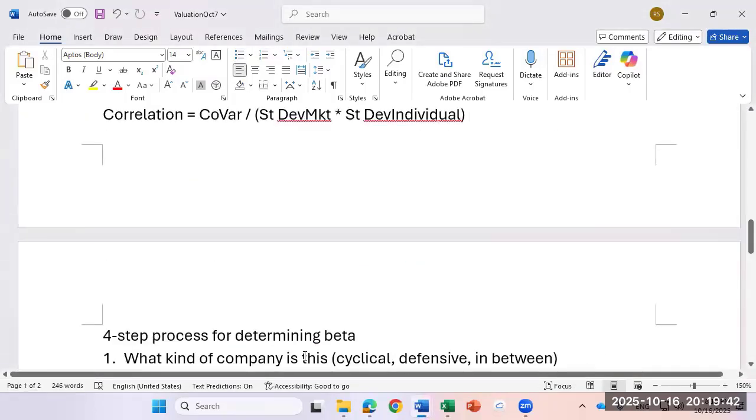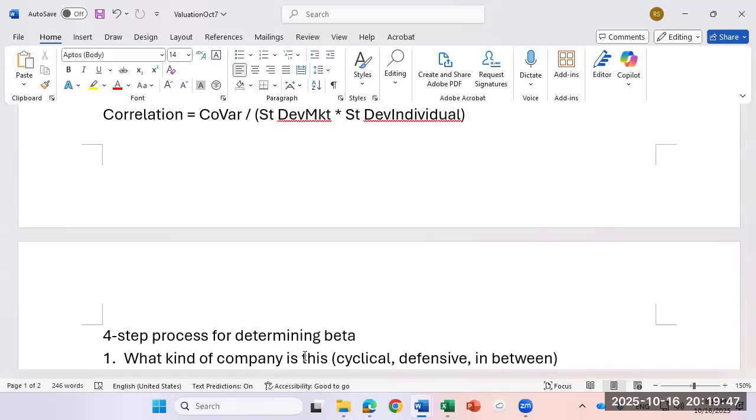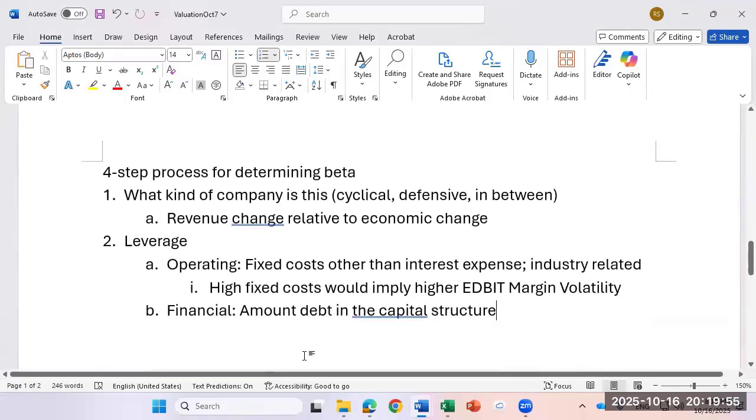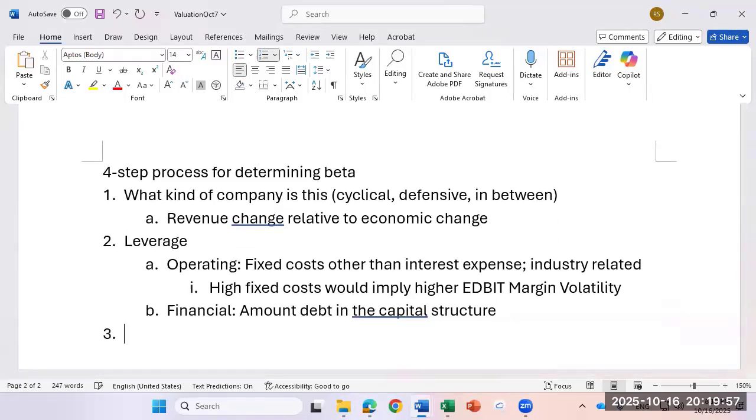All right. So what kind of company is it? Let's talk about the revenues. What kind of leverage does it have? Operating and financial leverage. That's going to tell you how volatile it is, which is going to raise or lower its beta. And then anyone remember the last one? 5-year. Yeah, look at its history. And I like to use the rolling history.